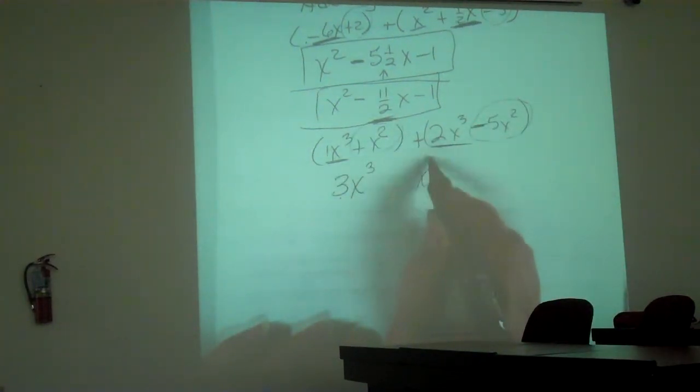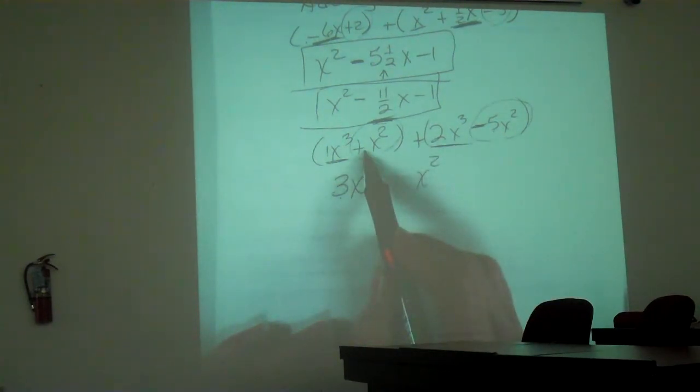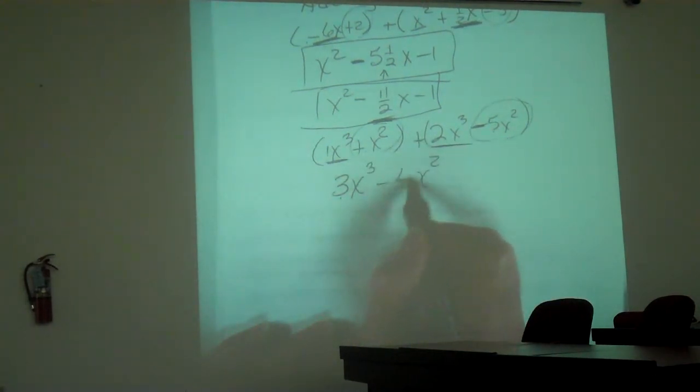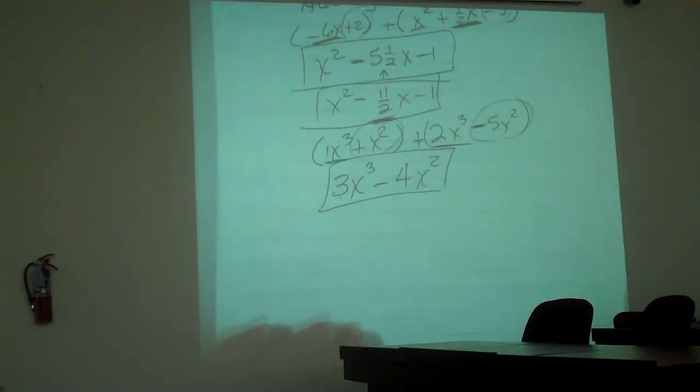Okay, the x squared. What's the coefficient going to be? Negative 5, positive 1? Negative 4. So you're going to have to get really good with your negatives and positives, because you're going to keep using them over and over and over.